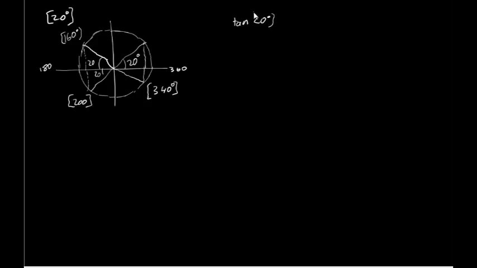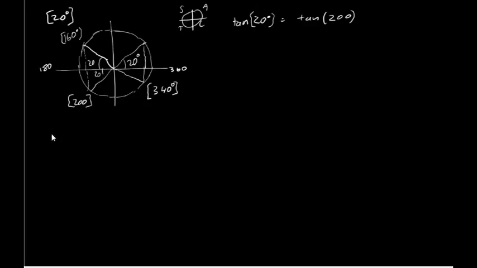Well, tan of 20 degrees, tan is positive in the first quadrant, and tan is also, from ASTC, positive in the third quadrant. So tan of 20 is exactly the same as tan of 200. So the tan value at the trig point 200 degrees has the same value as tan of 20.